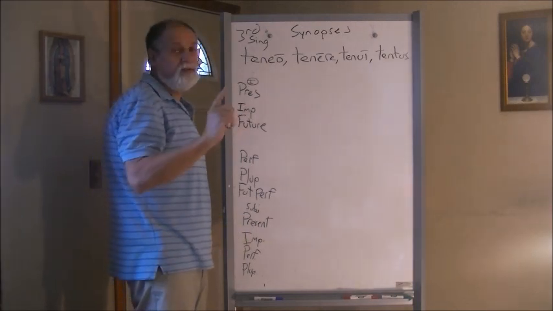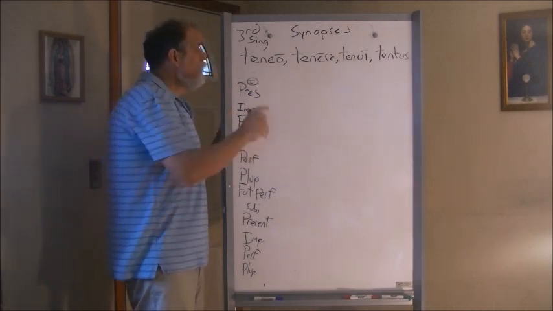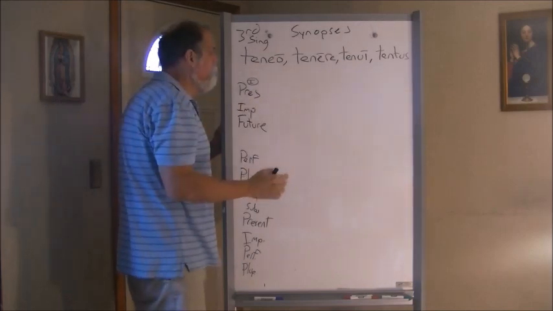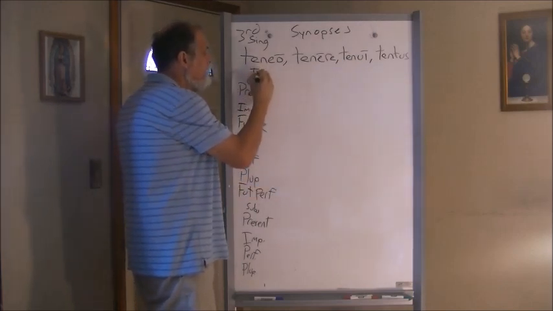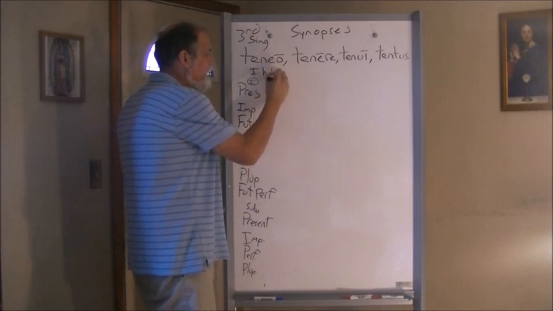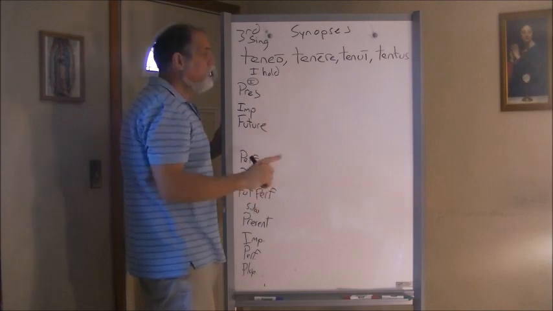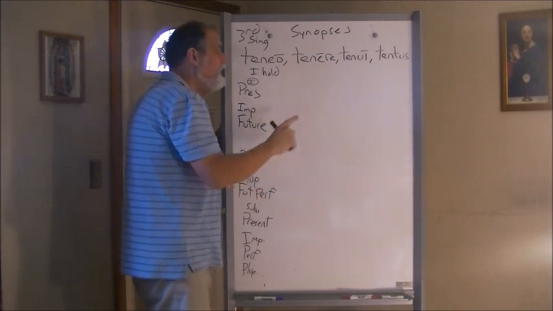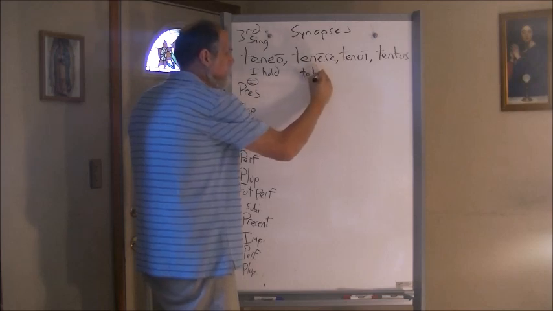First thing I want to do, I notice a lot of kids are not filling these in up at the top, or not filling them in as they should be. We're going to translate the four principal parts. So teneo means I hold, right? That is the present indicative first person singular, active. Tenere is the present active infinitive, and it means to hold.